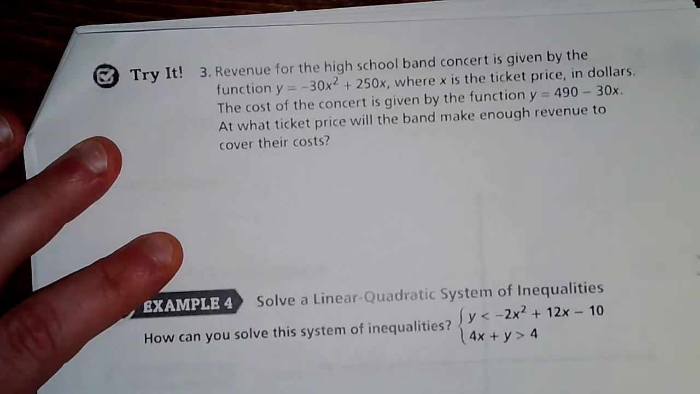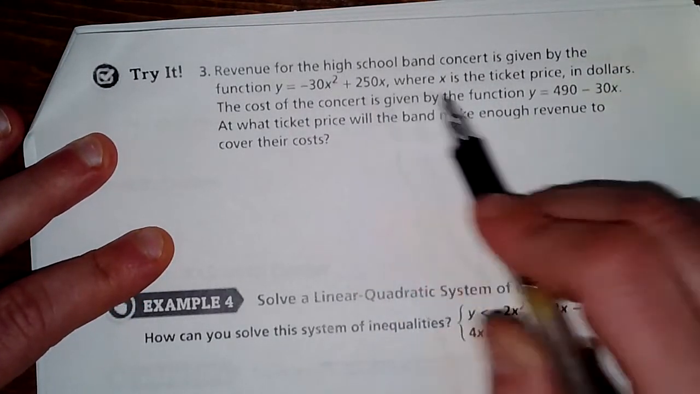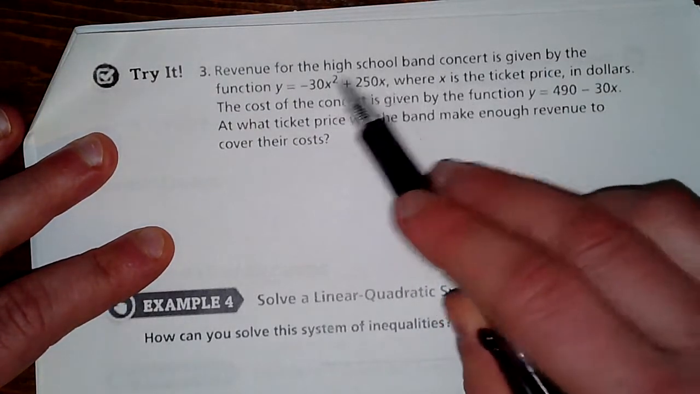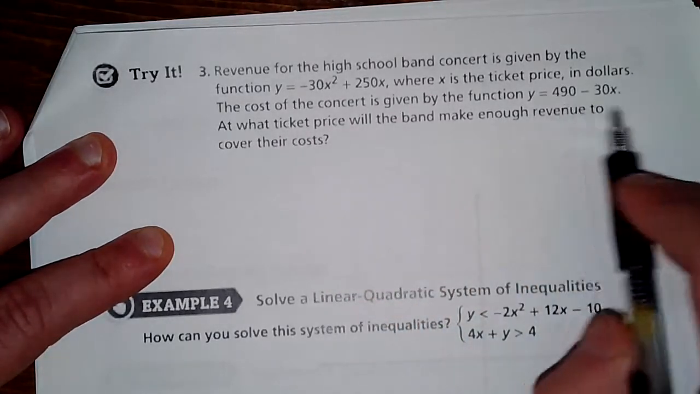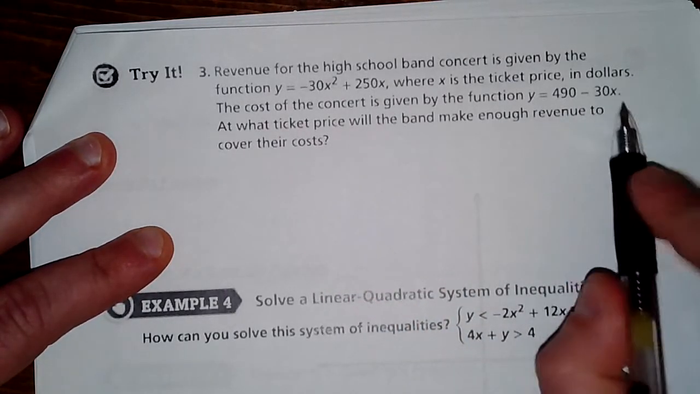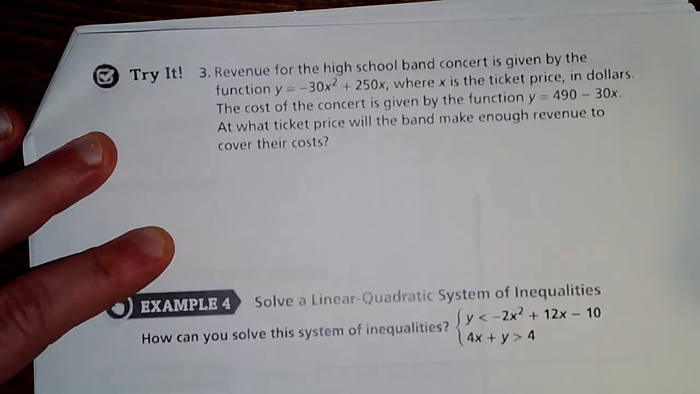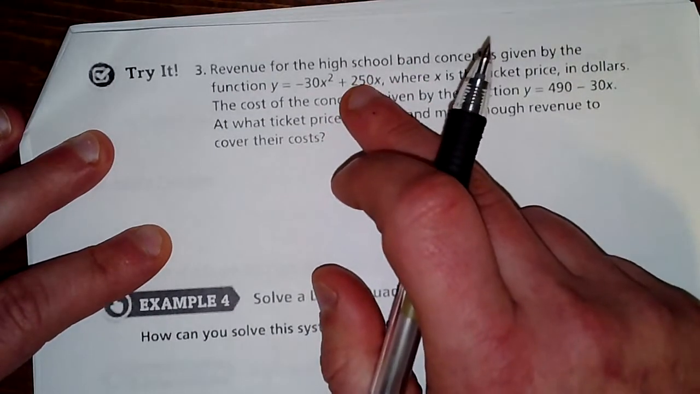So if we look at this one, it says revenue for a band concert is given by this function, and X is the ticket price. So basically saying as you vary the ticket price, it's going to vary your revenue, which makes sense. And it says the cost of the concert is given by this function, again, where X is the ticket price. So by putting in a different ticket price, like charging $2 a ticket or $10 a ticket or whatever, that's going to affect how much it costs to put on and how much you get in revenue.